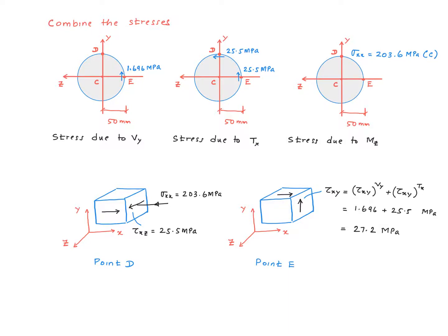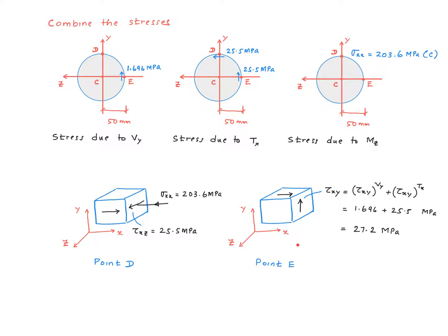Alright, so with that understanding, let's take one point at a time and mark the stresses on a differential element drawn around the point. So here are the components of the stresses at point D. We have a compressive normal stress in the x direction of 203.6 megapascal. The only shear stress at point D is in the x-plane acting in the z direction, right? So that'll be this plane right there and going in the z direction. All right, so the magnitude is 25.5 megapascal.